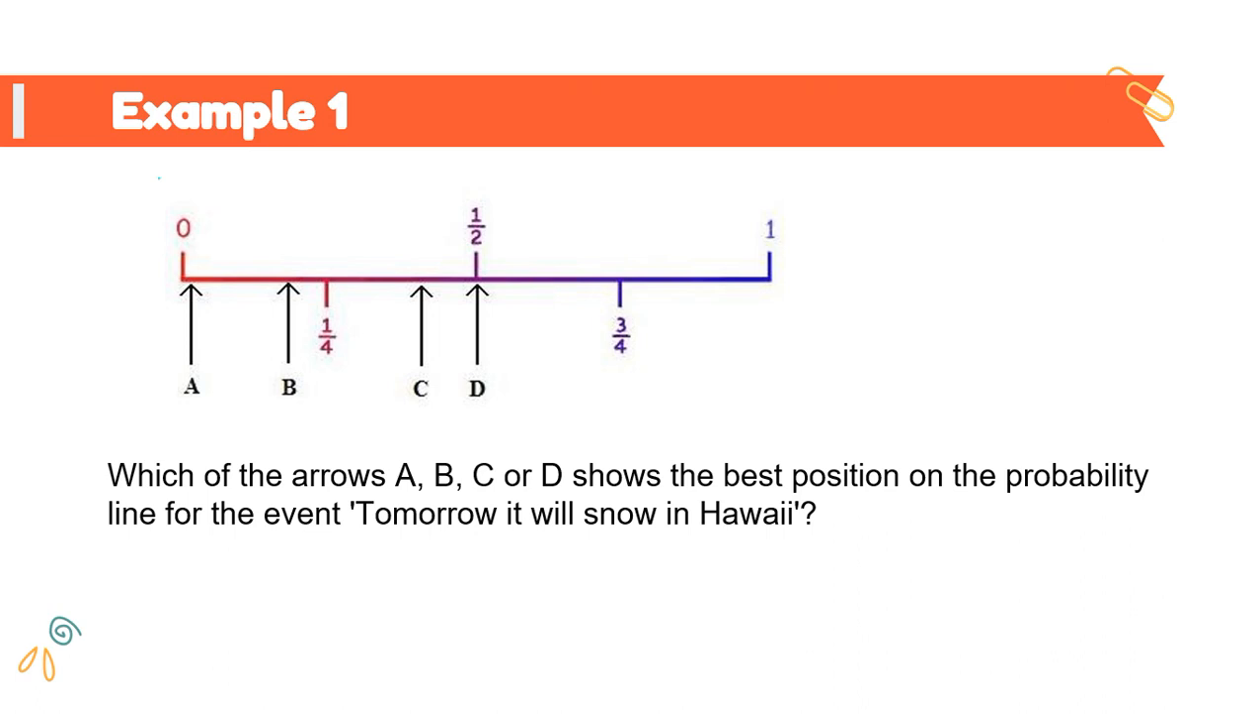Magfo-fall na siya sa letter A po. Because that is impossible to happen. Kasi po, hindi po nagsisnow sa Hawaii. Mainit po doon. Okay? So, 0 yon. Impossible to happen. So, the correct answer is letter A.